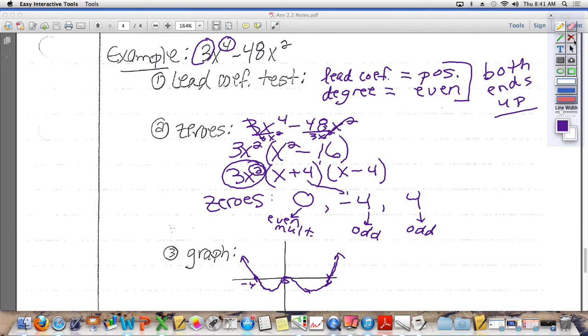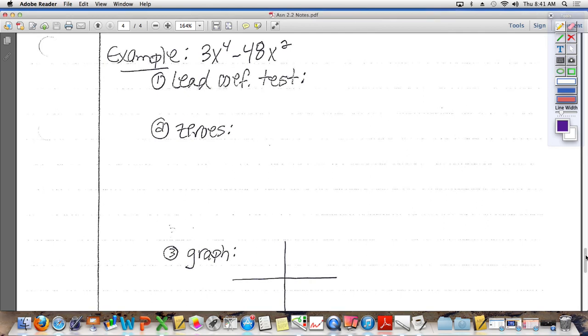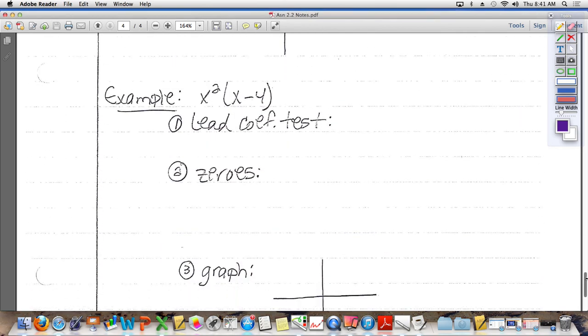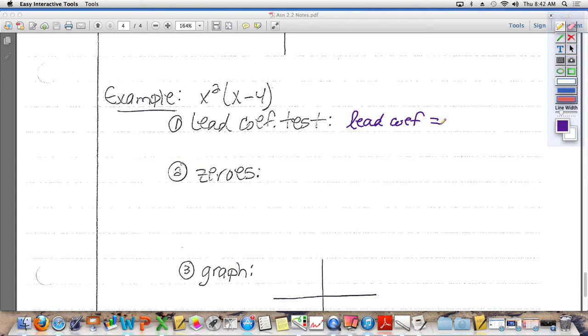Alright, one more example and then I'm going to shut up and you guys can try some by yourself. Alright, look, we don't even have to do any factoring here, that's nice. There we go, lead coefficient test. Lead coefficient, positive or negative? Positive. Yeah, we have a 1x squared. Now be careful with these, because really you have a 1x squared that's going to have to be multiplied by a 1. 1 times 1 is 1, so it's positive. The lead coefficient is going to be a positive number.